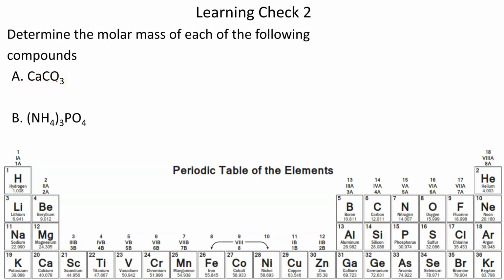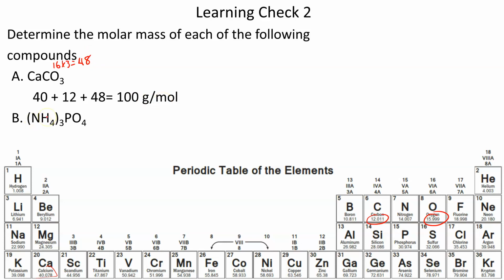Calcium carbonate. Okay, where's calcium? Right here in the bottom. Carbon is right here, and oxygen's right there. So basically we have 12 for the carbon, 40 for the calcium right there, plus 48 for the oxygen. For those wondering how I get 48, 16 times 3, that's how you get 48. So your molar mass of calcium carbonate is 100 grams per mole.